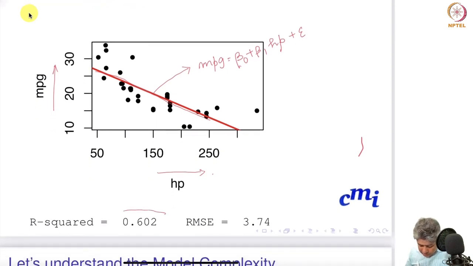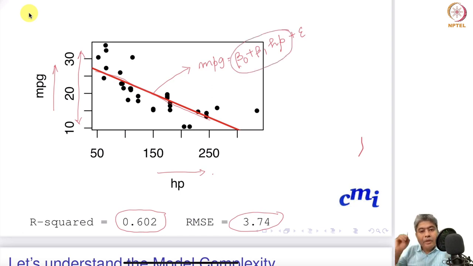What we are seeing is that the R square is 0.602 and the root mean square error is 3.74. R square of 0.602 means that 60% of the total variability of miles per gallon can be explained by this particular model.